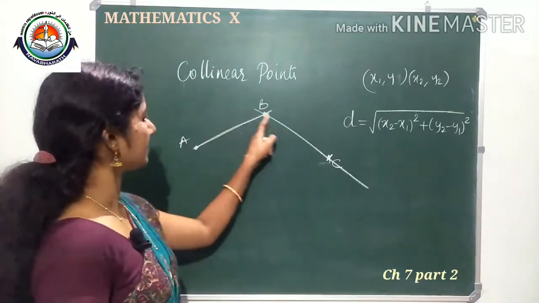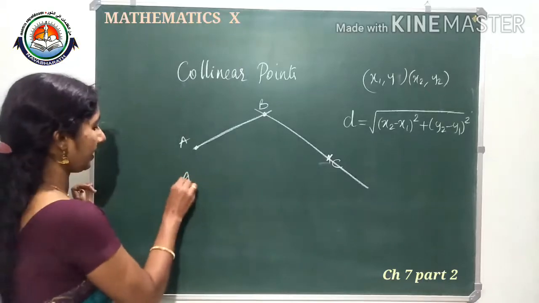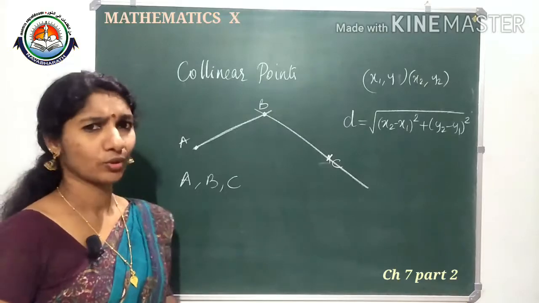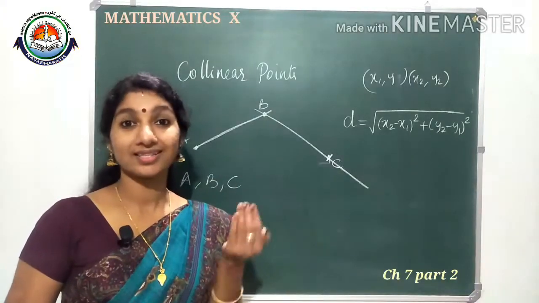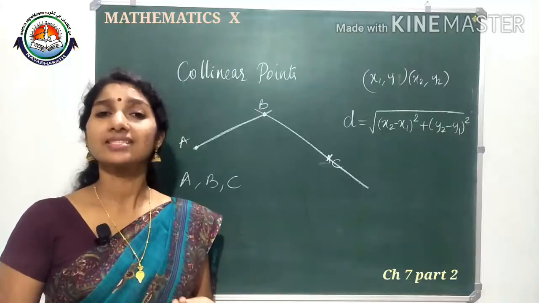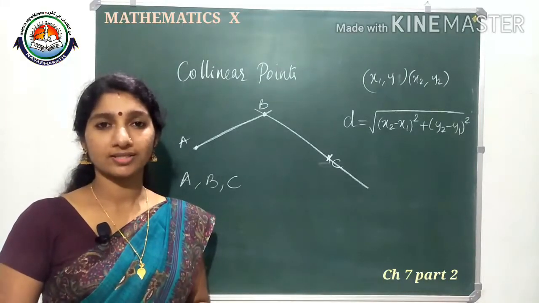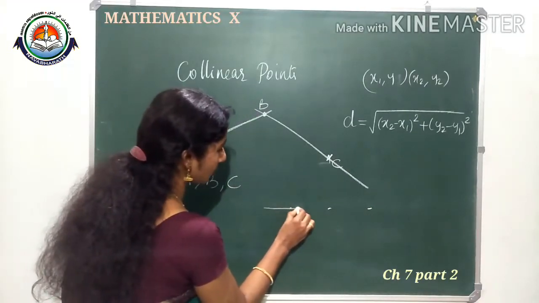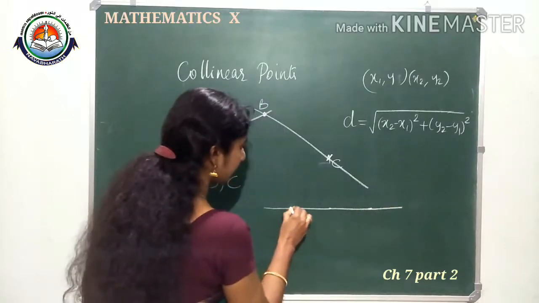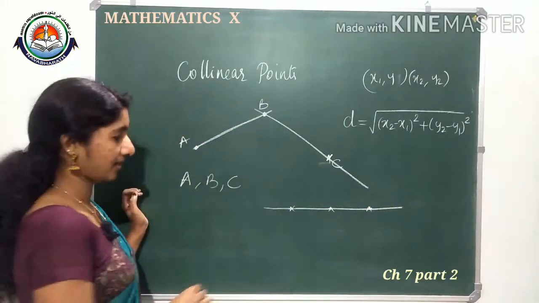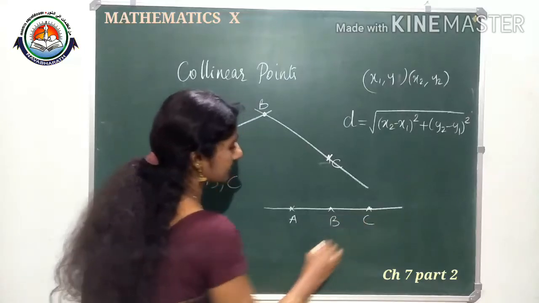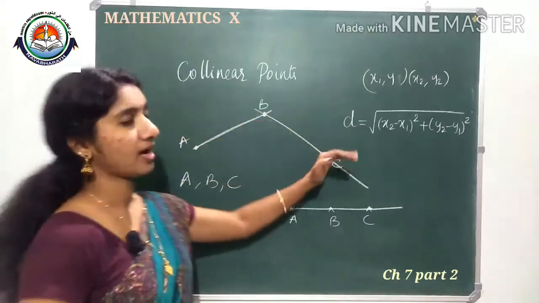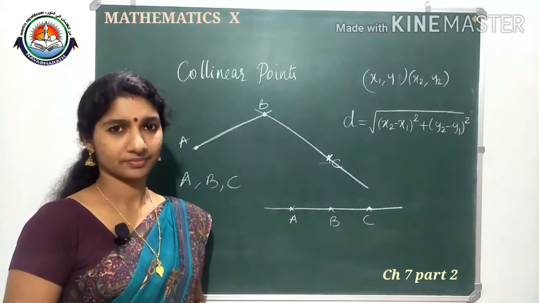What about the 3 points A, B, C? Can you say A, B, C are collinear points? No, because they do not lie in the same line. So, when will we say 3 points are collinear points? If we draw a single line and all 3 points A, B, C are on that line, we will say these 3 points are collinear points. In the first case, A, B, C are not collinear points.